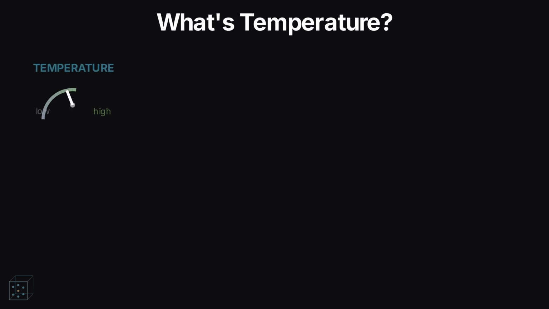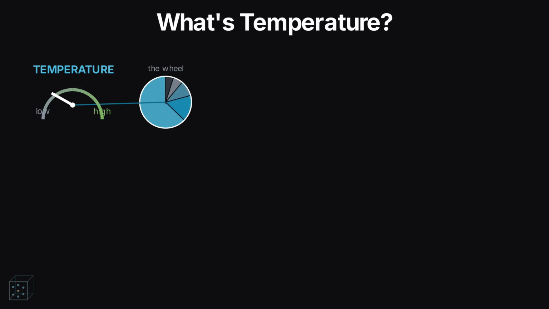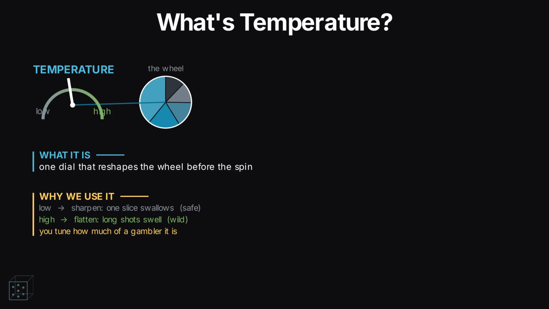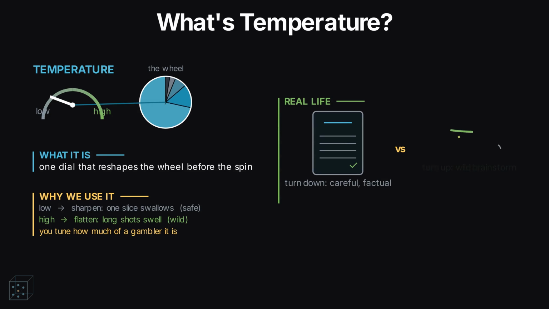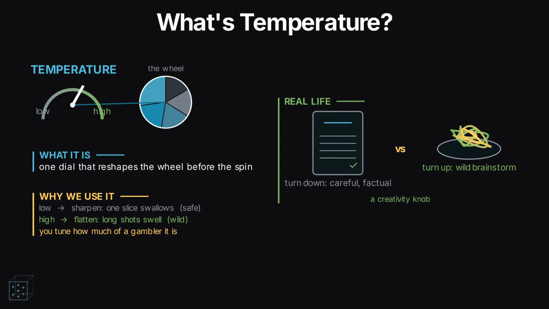That dial is called temperature. Low temperature sharpens the wheel, the likely word takes over almost everything, so the model plays it safe and predictable. High temperature flattens the wheel, the long shots swell up, so the model gets loose, surprising, and sometimes a little unhinged. Real example, like a creativity knob. Turn it down for a careful, factual answer. Turn it up for a wild brainstorm.